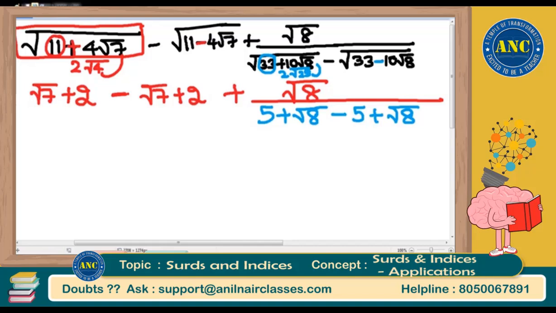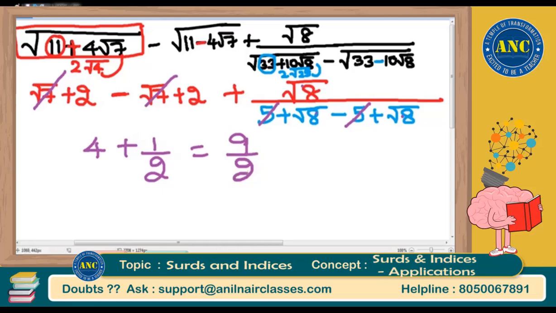This is how fast I want you people to be. This is the confidence you will gain after listening to so many classes of Anil Nair Classes YouTube channel, and there is no doubt about it. These two cancel, you are left with 4. And 5 minus 5 cancels, and root 8 plus root 8 is 2 root 8. Root 8 divided by 2 root 8 is 1 by 2. Very easy, right, sir? 4 plus 1 by 2 is 4 1 by 2, which is 9 by 2.